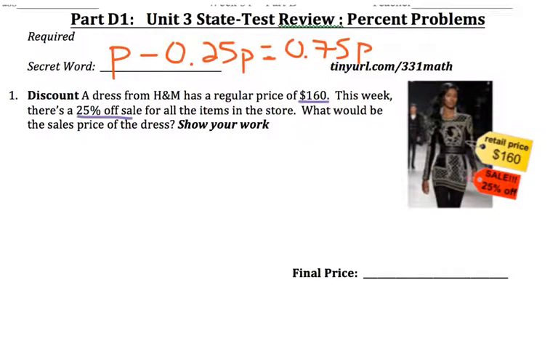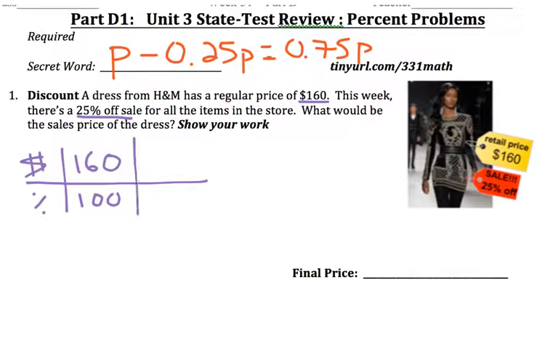One way to do this would be to use a ratio table with dollars and percents. The retail price would be 100%, and a quarter of that would be the discount. I know I can do 100 divided by 4 to get 25, so you can also do 160 divided by 4, and that would give us $40.